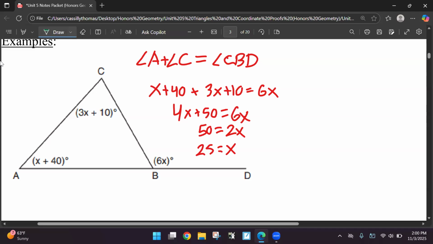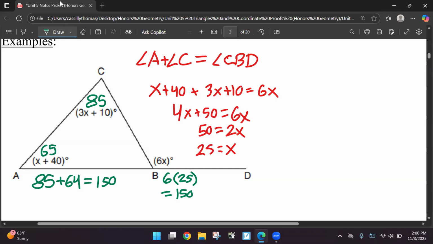So 3 times 25 is 75 plus 10. This gives us 85. If we go to angle A, that's x plus 40, or 25 plus 40, that's 65. So here, 85 plus 65. What does that give us? That gives us 150. We already know this angle should be 6 times 25. If we plug it in, that also equals 150. So that theorem checks out. And there we have it.